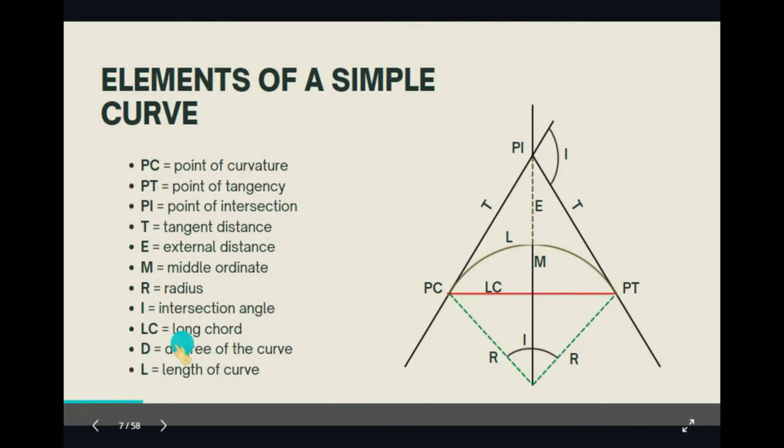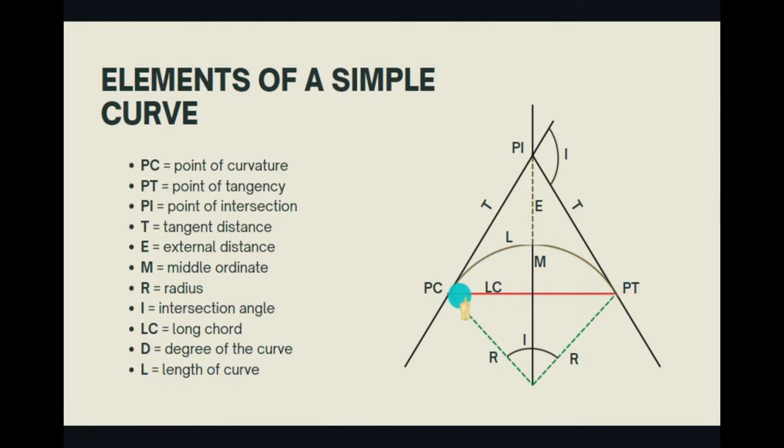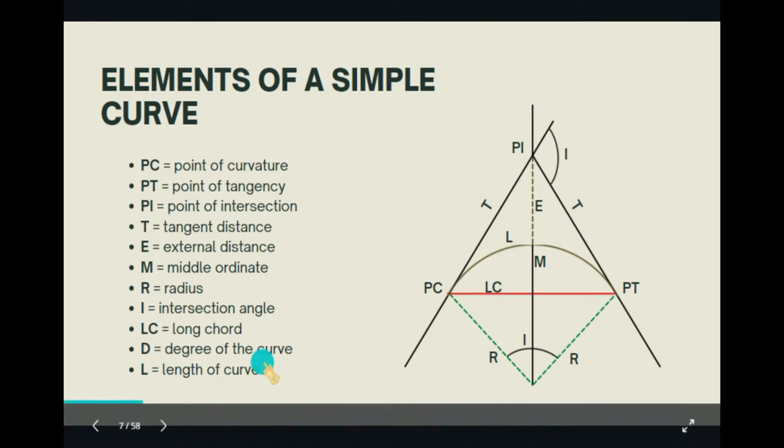We have LC, or the long chord. It is the distance along the curved center line from PC to PT. We have D, which is the degree of the curve, which will be introduced later. And we have L, which is the length of the curve, of the simple curve.